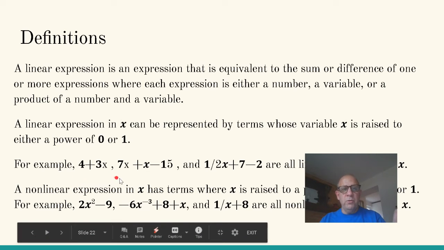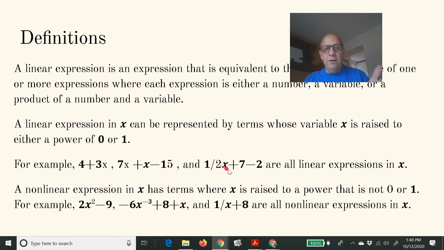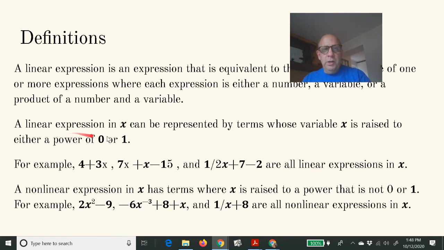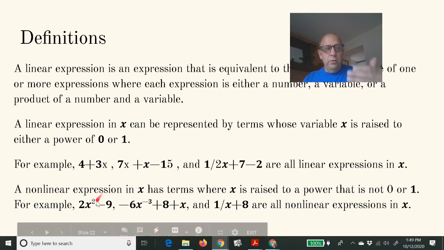So down here we have some examples. 4 plus 3x, 7x plus x minus 15, 1/2 times x plus 7 minus 2. Those are all expressions because they have more than one term. If you have just one term, it's also an expression. Now, a linear expression is any expression where the x has a power of 0 or 1. Well, we know if you have a power of 0, it's 1. So really, you'll only see powers of 1, but you won't even see that because if you remember from exponents, anything to the power of 1 is the same number. So x to the power of 1 is just x. So why am I, as a lazy mathematician, going to write x to the power of 1 when I can just say x? So all of your linear expressions, if they have a variable, the variable will just be that. No powers, no exponents.